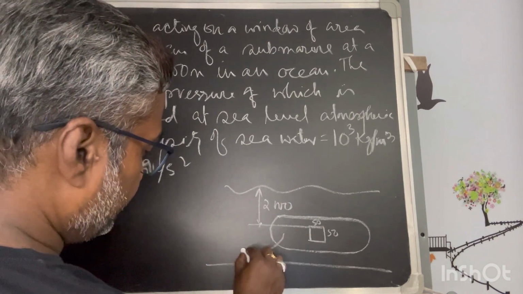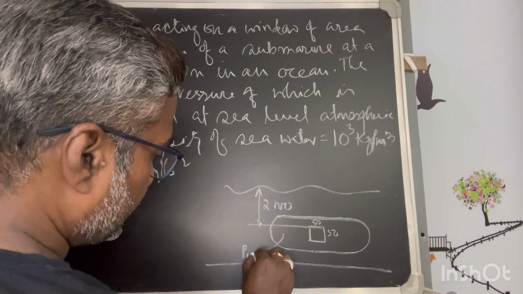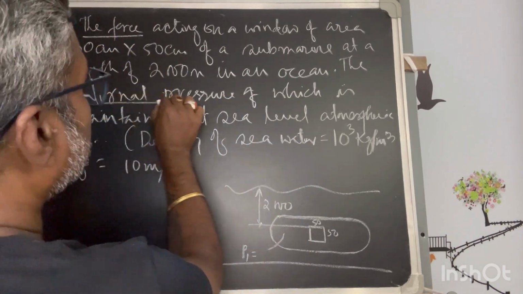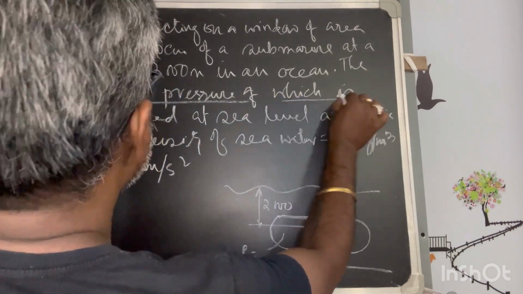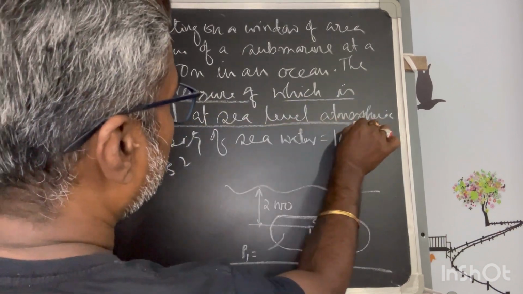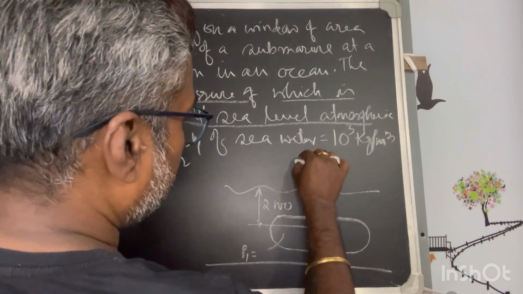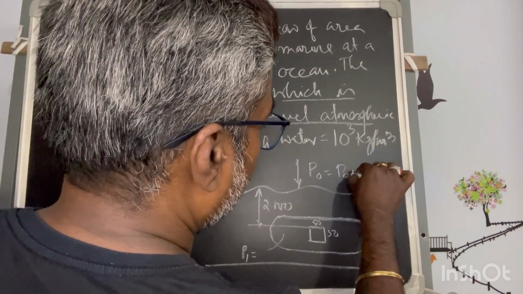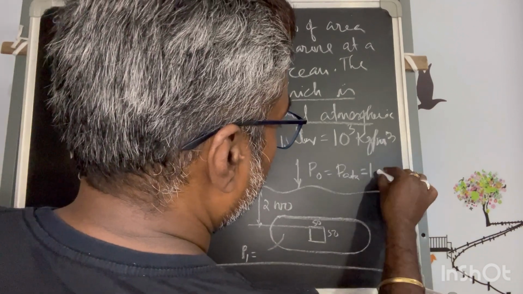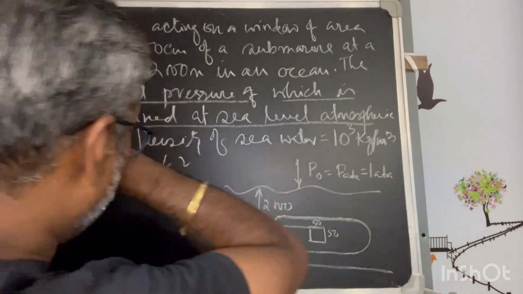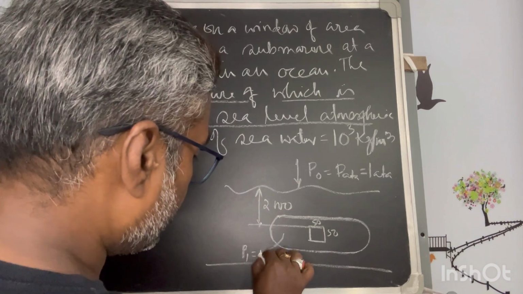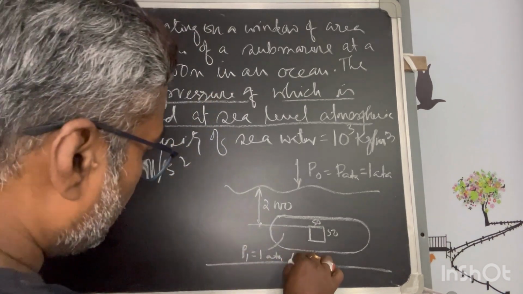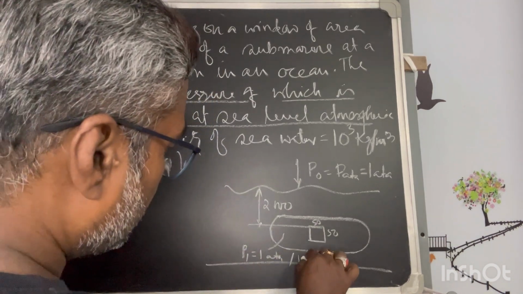The pressure inside, if I take, it is P1, it is said to be maintained at what? The internal pressure is maintained at sea level atmospheric pressure. So sea level atmospheric pressure means atmospheric pressure itself, so P is equal to 1 atmospheric pressure at sea level. So inside, P1 is 1 atmosphere, or 1 bar with the approximation.